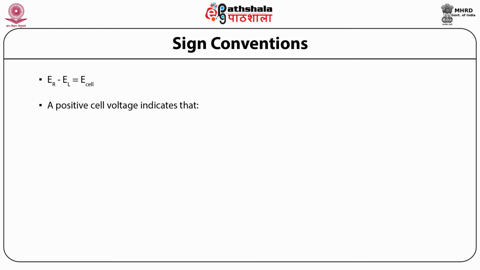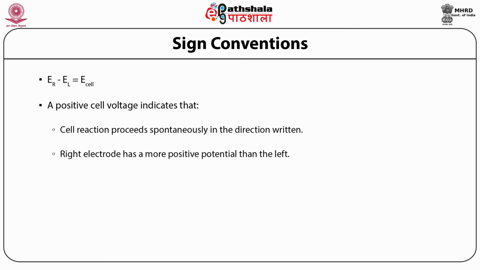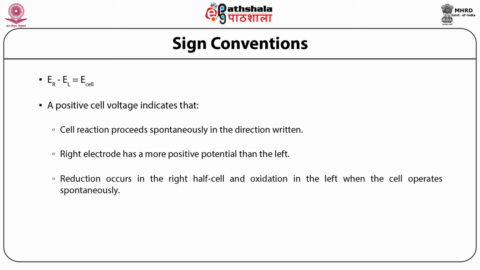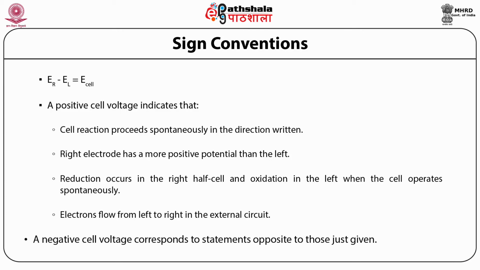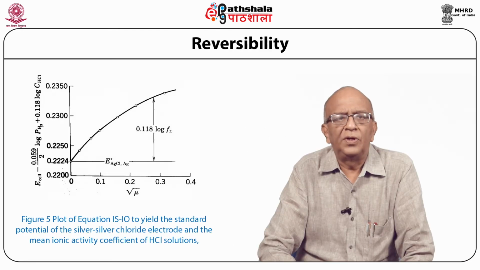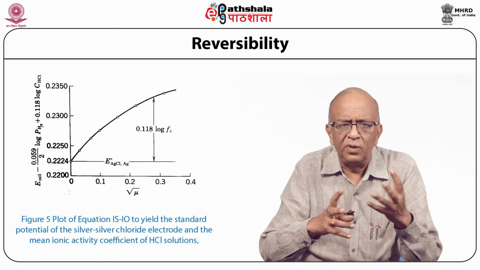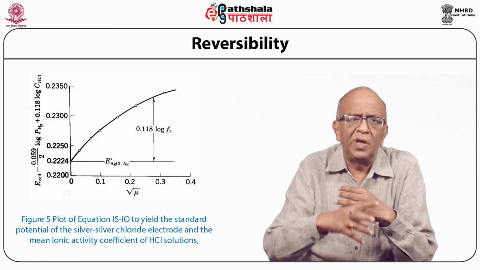A positive cell voltage indicates that the cell reaction proceeds spontaneously in the direction written. The right electrode has a more positive or less negative potential than the left. Reduction occurs in the right half cell and oxidation in the left when the cell operates spontaneously. Electrons flow from left to right in the external circuit. A negative cell voltage corresponds to statements opposite to those just given above. In the discussion on the Nernst equation, we have assumed that the system behaves reversibly.